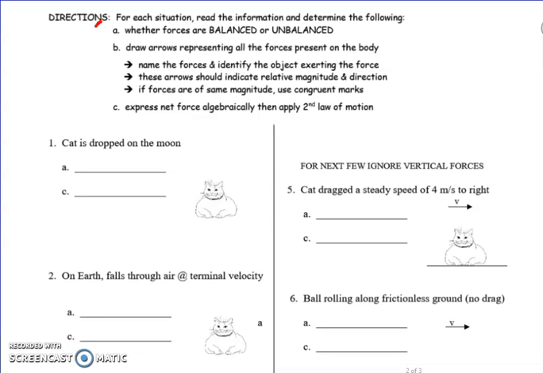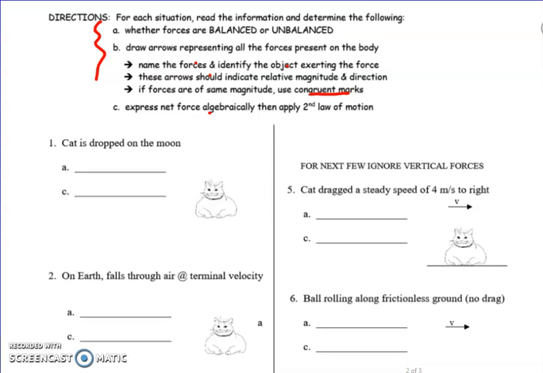So here are the directions up here. I'm going to go through one at a time. For each situation, read the information, determine the following. Whether the forces are balanced or unbalanced, draw arrows representing all the forces acting on the body using the list from the previous page. Name the forces and identify the object exerting the force. Use arrows that indicate relative magnitude and direction. In other words, if something's bigger than another, make the arrow longer. And if the forces are the same, use the congruent marks. And then express F net. So we're trying to do this recipe for success.